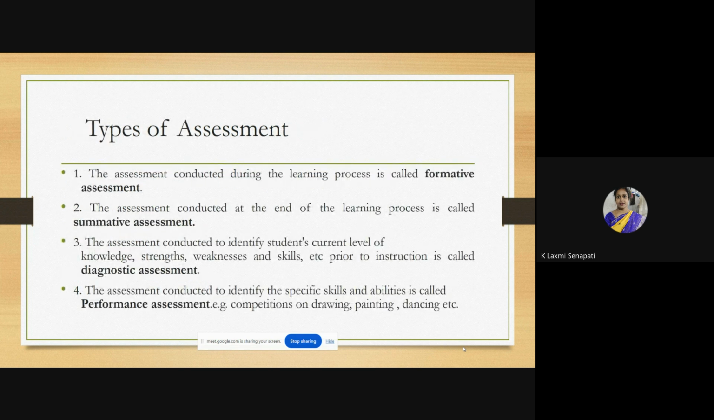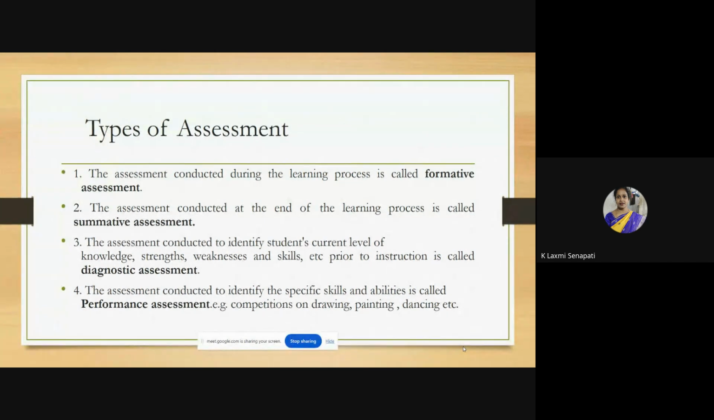So here we can see the classification of assessment. The first is called formative assessment. The assessment conducted during the learning process is called formative assessment. It means at the time of teaching, or when one unit is completed, or whatever I taught today. According to what we are discussing today, I can also assess.